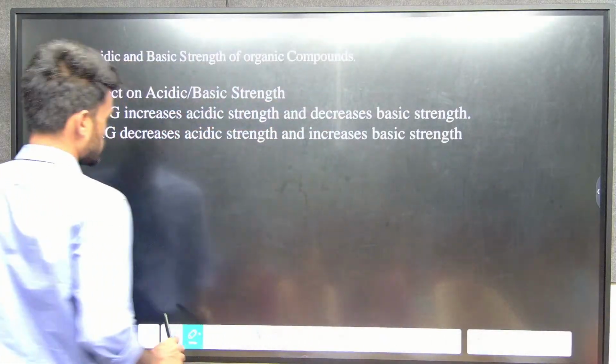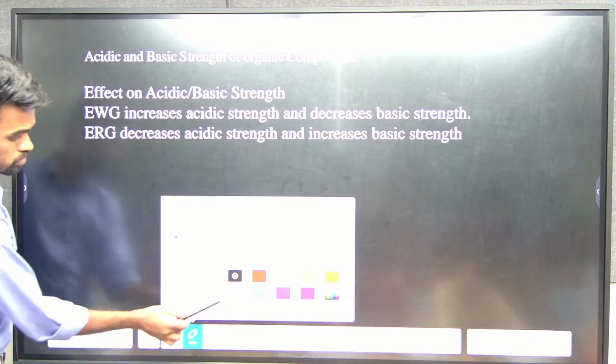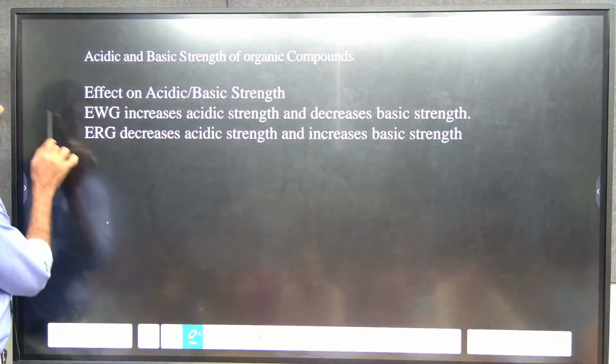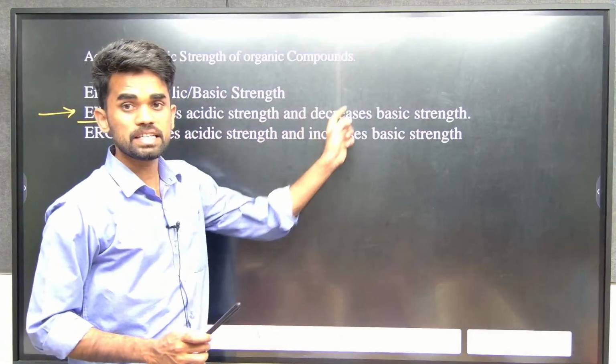Important points that we have studied yesterday. So, electron withdrawing groups are present. What do they do? They increase the acidic strength or decrease the basic strength.